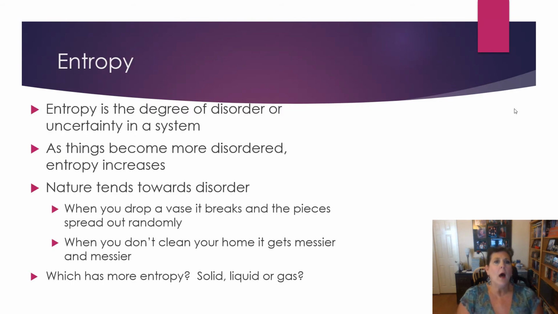Entropy. Entropy is how disorganized or disordered something is. It has uncertainty in it. It's unorganized. It's a mess. This is natural. Natural things tend to become more disordered. So entropy goes up naturally. Nature tends to be disordered.